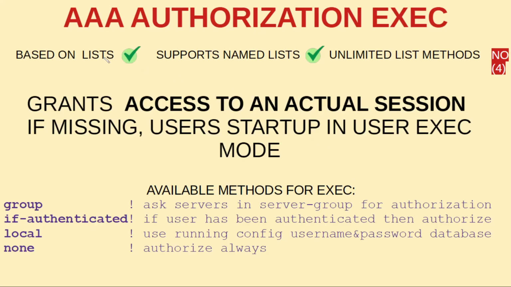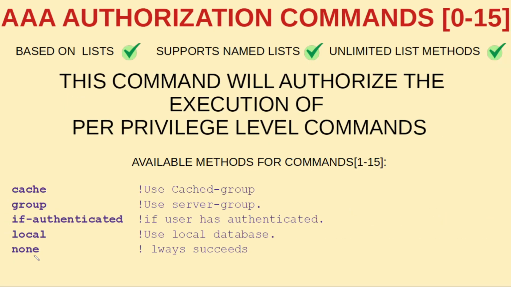Let's summarize the commands that we may enter in global configuration mode for authorization. First of all, we have AAA authorization exec, which is based on list and supports named lists. We may enter up to 4 methods at each list. These are the methods that we have available: group and group name, if-authenticated, local, and none.